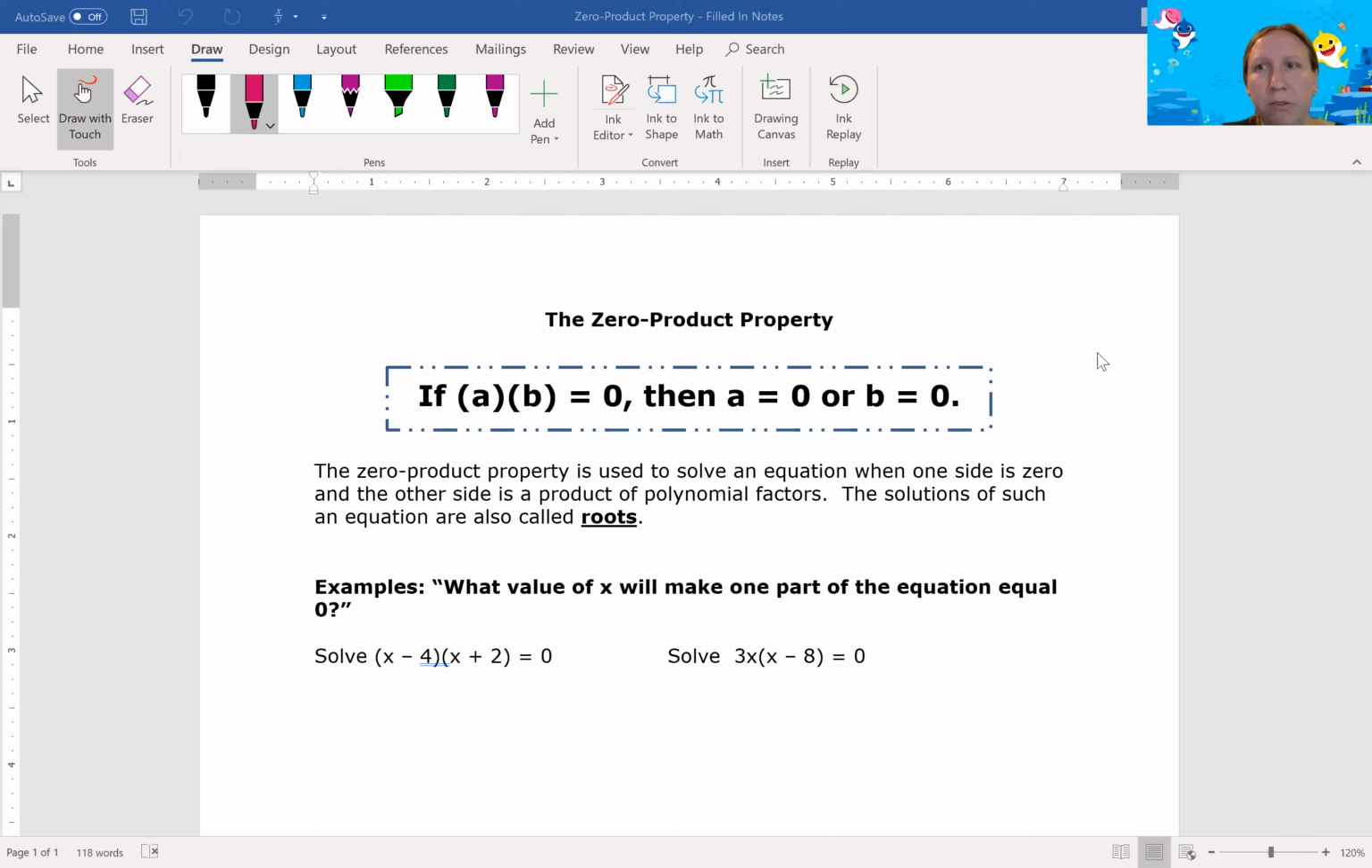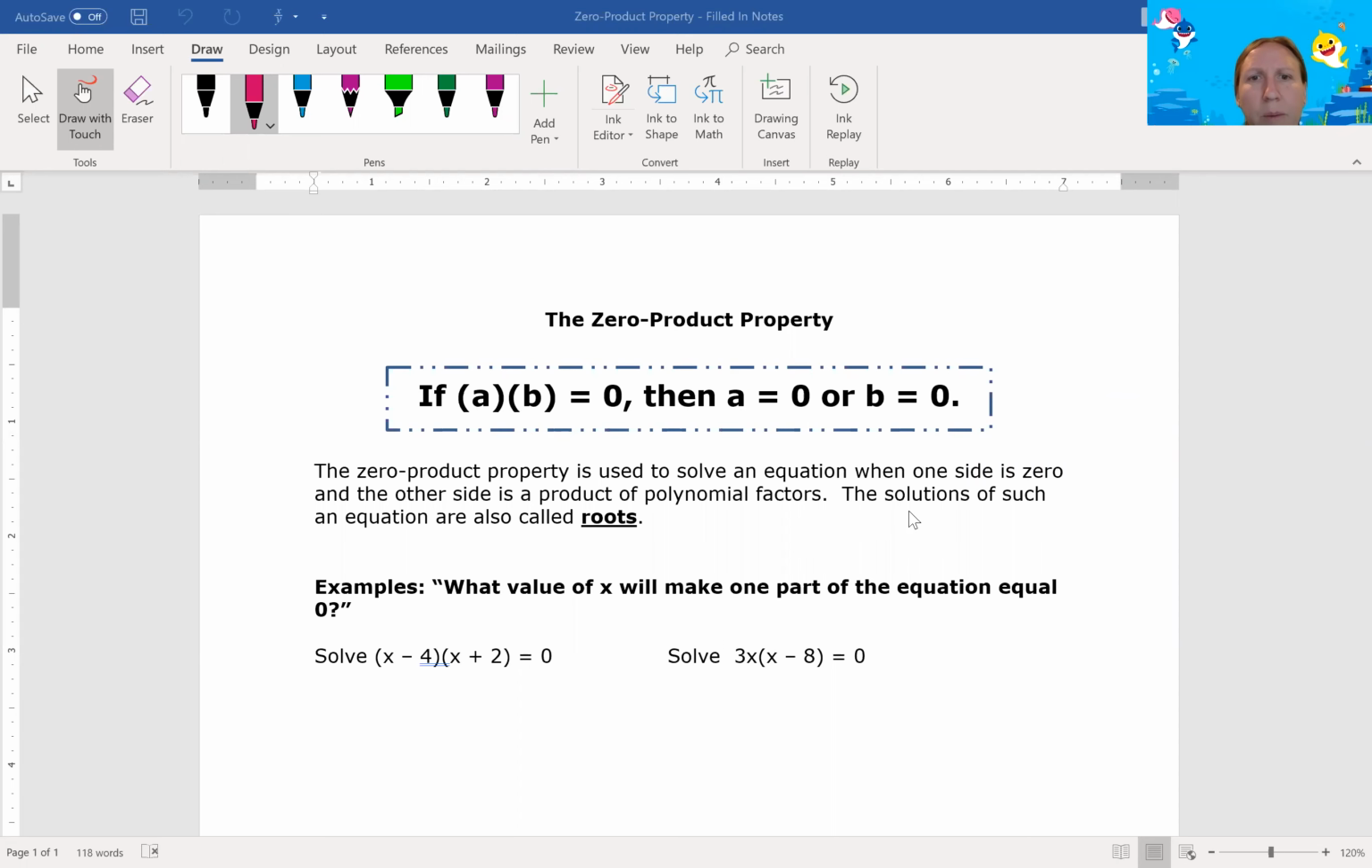Okay, so if A was 0, doesn't matter what B is, when you multiply them, it's still going to be 0. If B is 0, doesn't matter what A is, A times B is still going to be 0. So that is the zero product property, and we can use this concept to help us solve quadratic equations. But we're going to start basic.